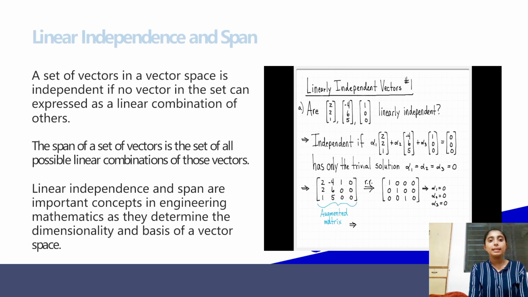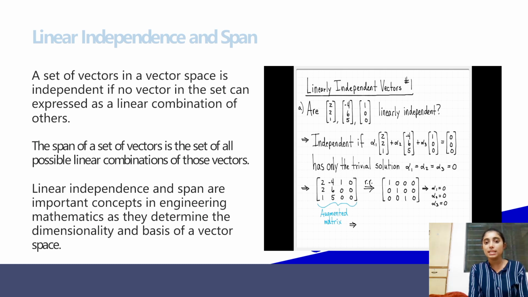Then linear independence and span. A set of vectors in a vector space is linearly independent if no vector in the set can be expressed as a linear combination of the others. The span of a set of vectors is the set of all possible linear combinations of those vectors. Linear independence and span are important concepts in engineering mathematics as they determine the dimensionality and basis of a vector space.